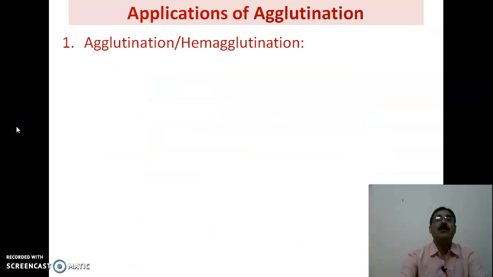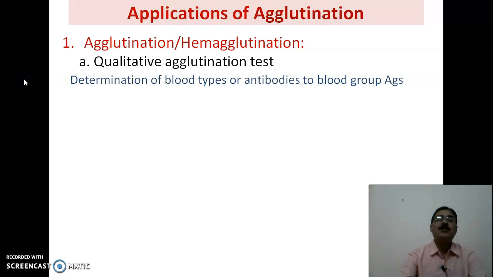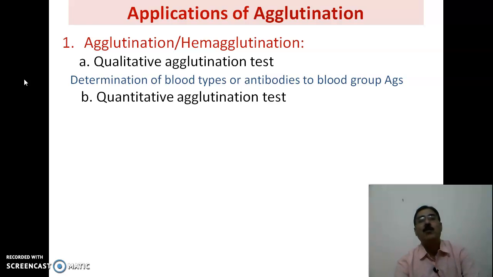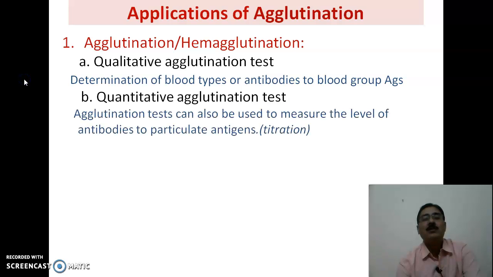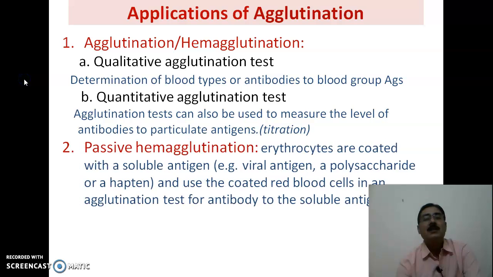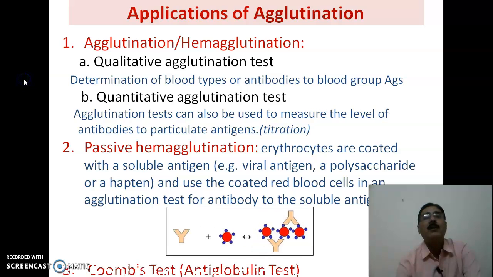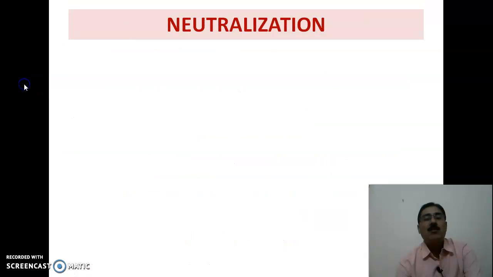Now, the applications of agglutination. The most common which we have observed is the qualitative agglutination test or hemagglutination, that is the determination of blood types or antibodies of the blood groups. The quantitative agglutination test includes titration. In passive hemagglutination, the erythrocytes are coated with a soluble antigen, that is a viral antigen or a polysaccharide or a hapten, and the coated RBCs are used in an agglutination test. Here you can see the example. The Coombs test is also one.